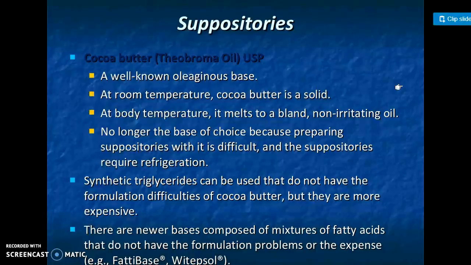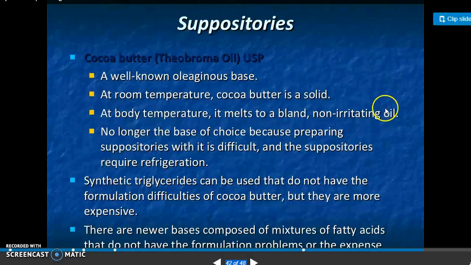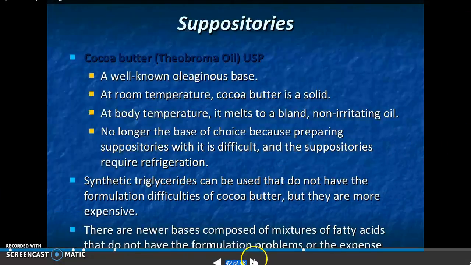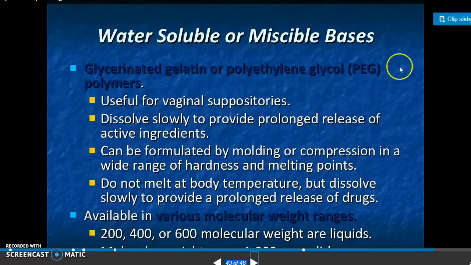And so now they have created synthetic triglycerides instead of cocoa butter. Even though they're more expensive, they're much easier to use. So some of the newer compounds of suppositories are called fatty base and Witepsol. Okay, so they're newer bases composed of a mixture of fatty acids that do not have the formulation problems or expense.